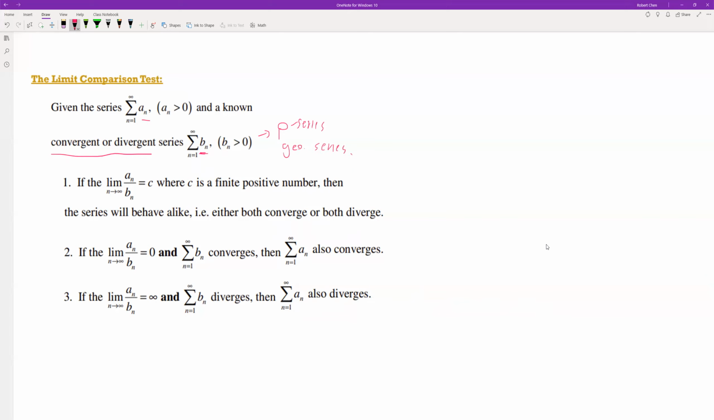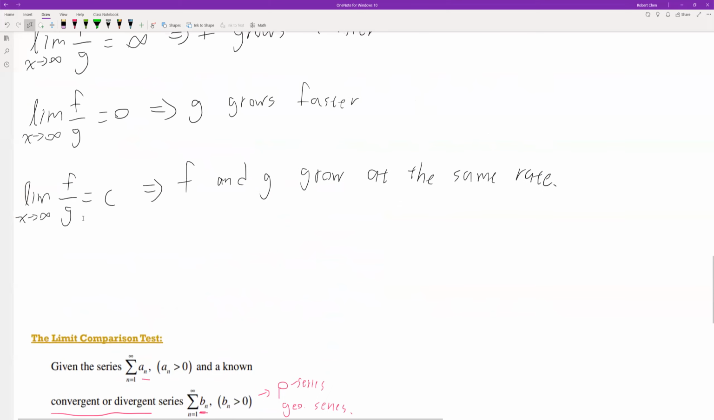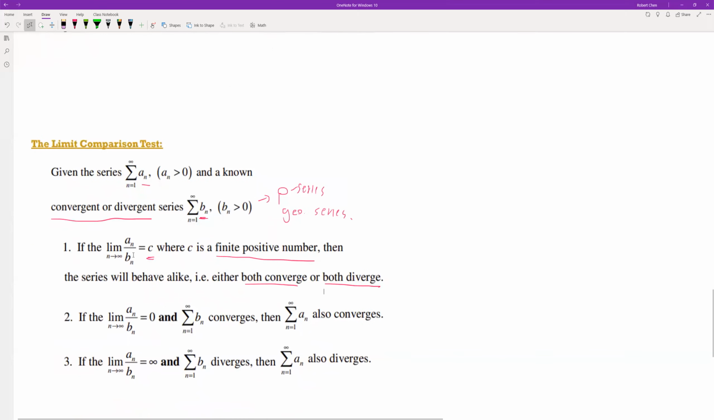Okay, and there are three cases. First, when you take the limit as n approaches infinity of an over bn, if it's equal to c, where c is a finite positive number, then the series will behave alike. They either both converge or both diverge. Just like the limit test, right? When you take the limit of the function and you get a constant, it means that both functions grow at the same rate, all right? So same thing here. If you take the limit of an over bn and it's equal to some constant c, then they are growing at the same rate, meaning they will both converge or diverge at the same time.